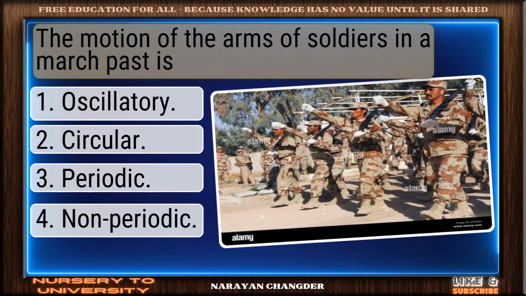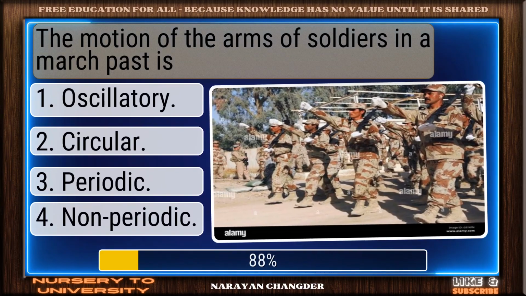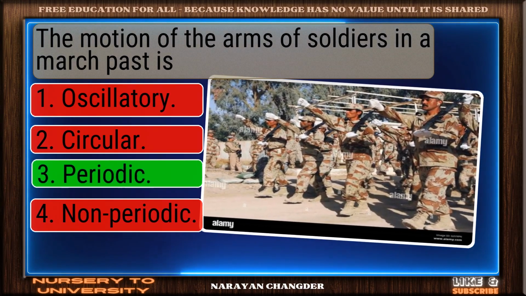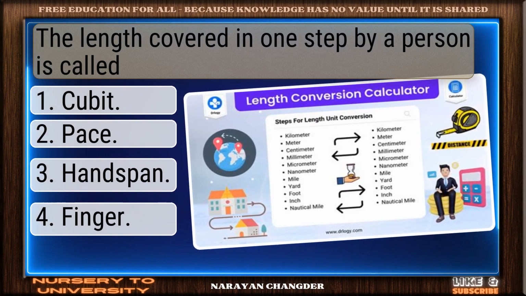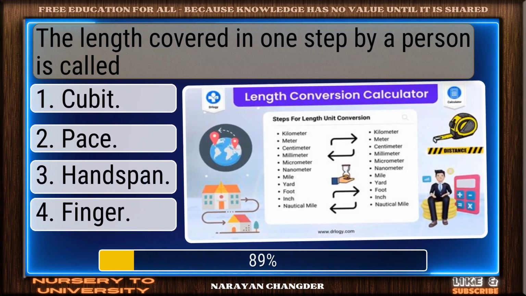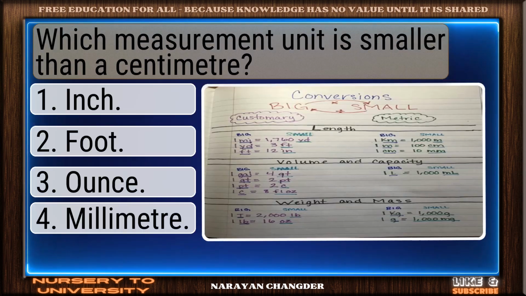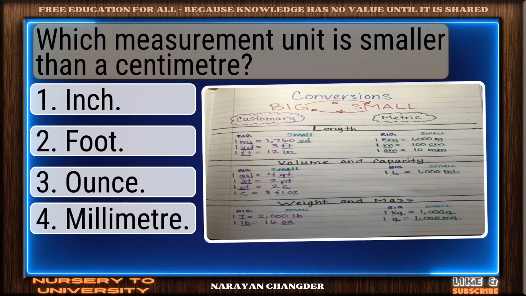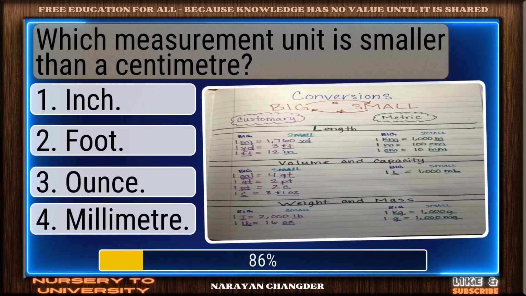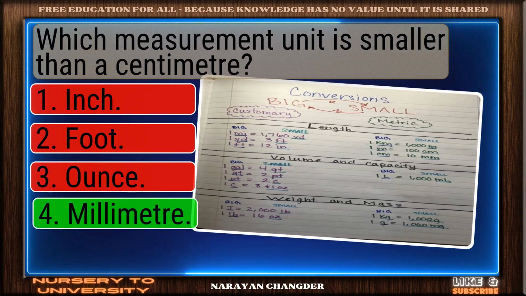The motion of the arms of soldiers in a march past is. Excellent. Periodic is a brilliant choice. The length covered in one step by a person is called. Correct. Pace is the right answer. Which measurement unit is smaller than a centimeter? On track, millimeter is the correct answer.